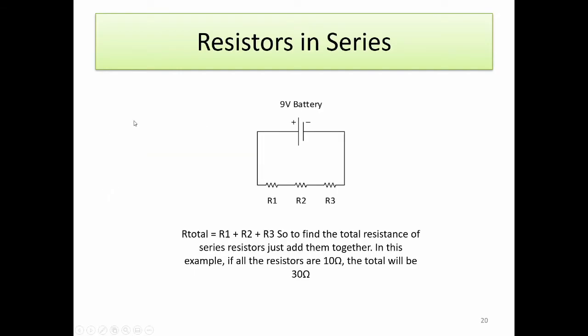To add up resistors in series is very simple. We just add them together. So our equation is R total equals R1 plus R2 plus R3. So in this example, if each of the resistors are 10 ohm resistors, the total will be 30 ohms.